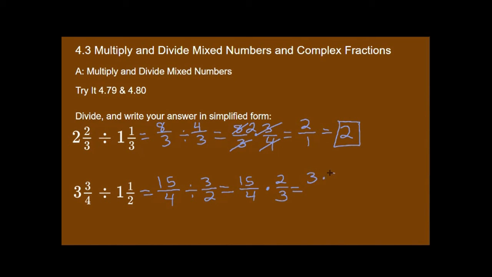3 times 5 times 2, right? 3 times 5 is 15, times 2 times 2. And I'm going to factor this 4 into 2 times 2 times 3. Okay, so 4 is 2 times 2 times 3 times 3. Now I can cancel things out. I have a 3 on the top and a 3 on the bottom. I have a 2 on the bottom and a 2 on the top. And I'm left with 5 on the top and 2 on the bottom.